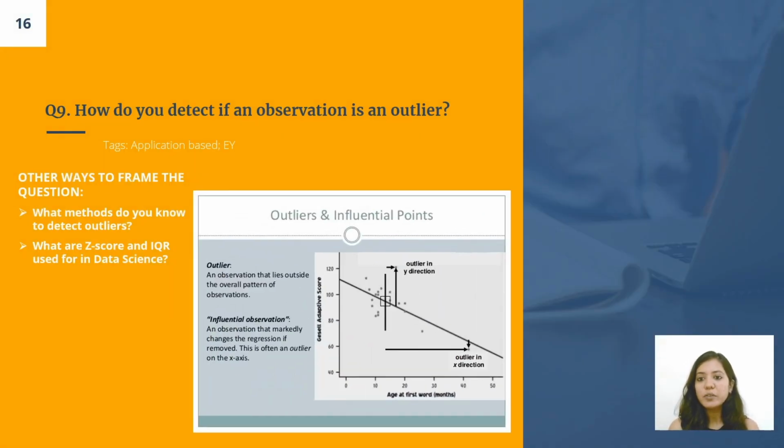Question 9. How do you detect if an observation is an outlier? Outlier is a word that you must have heard me use quite a lot in this video. An outlier is nothing but something that stands out in your data set. So, if all of your data points, or the majority of them, are following a certain norm, but a few of them are standing out, those would be the outliers.